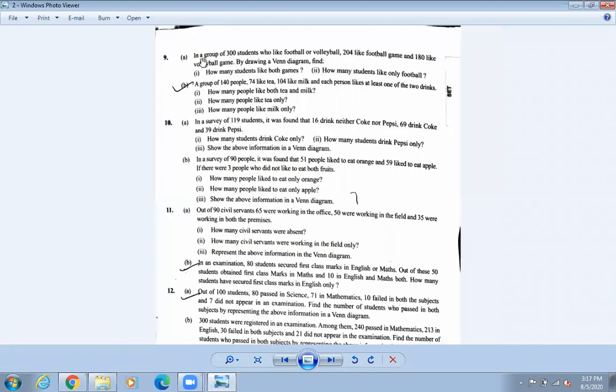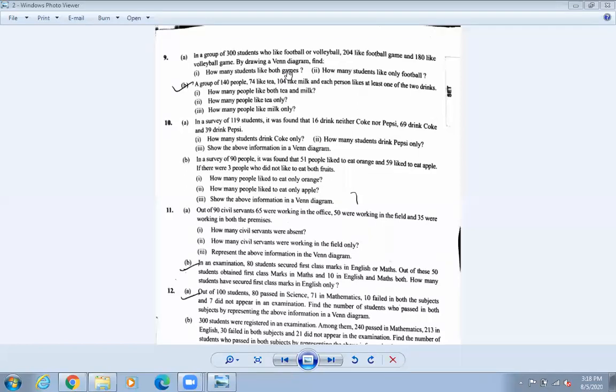Okay, question number 9. In a group of 300 students, that means NU is given 300. Okay, this is the total number of students. So NU is 300. Like football or volleyball, and 204 like football game. That means NF. Okay, so number of students who like to play football is 204. And 180 like volleyball game. That means NV. Okay, so NV is 180. So draw the Venn diagram and find how many students like both the game.